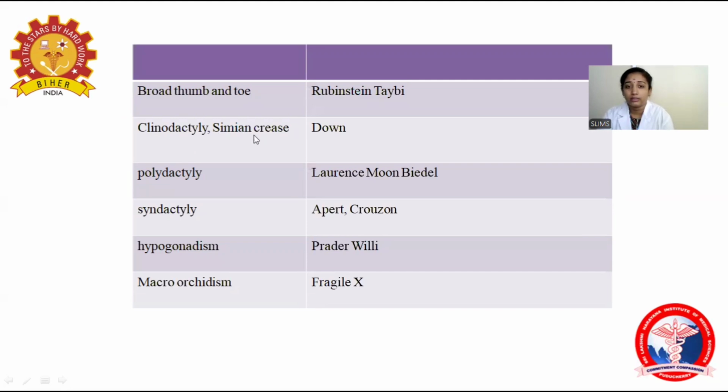Clinodactyly and simian crease can be seen in Down syndrome. Polydactyly is more than 5 fingers or more than 5 toes, seen in Laurence-Moon-Biedl syndrome. Syndactyly is seen in Apert and Rosen syndrome. Hypogonadism is seen in Prader-Willi. Macroorchidism is seen in Fragile X syndrome.